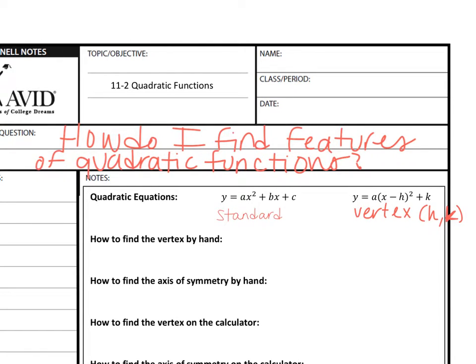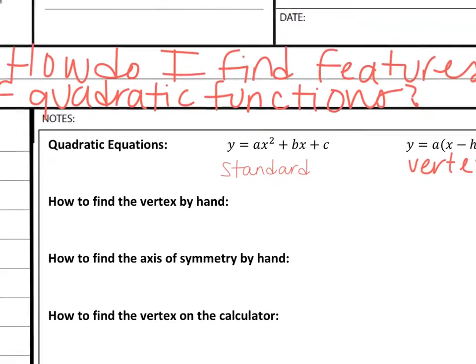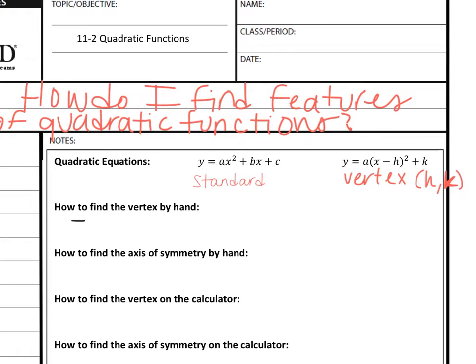We find the axis of symmetry. So the axis of symmetry is negative b over 2a. And then so that's x equals negative b over 2a. Plug in x to get y. Please stay with me because I'm going to try and go through this part fast.